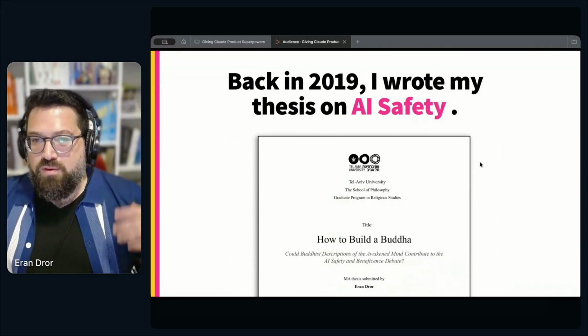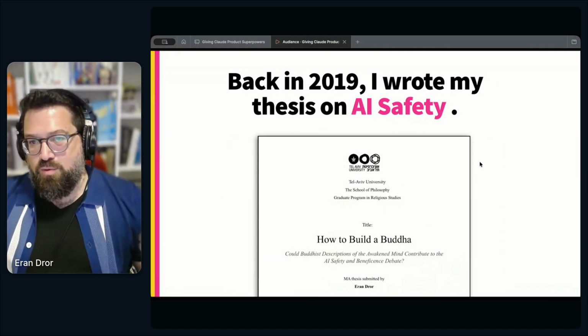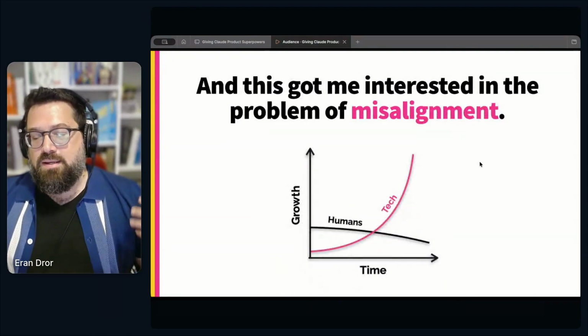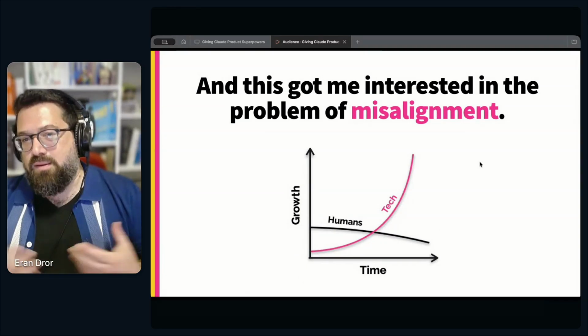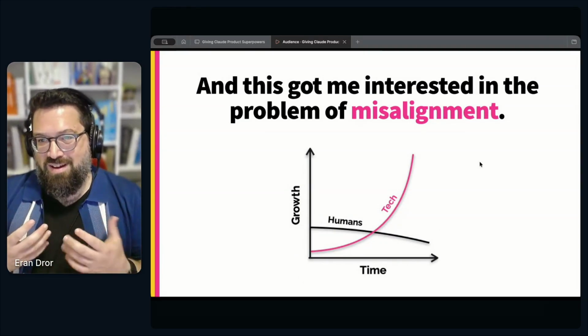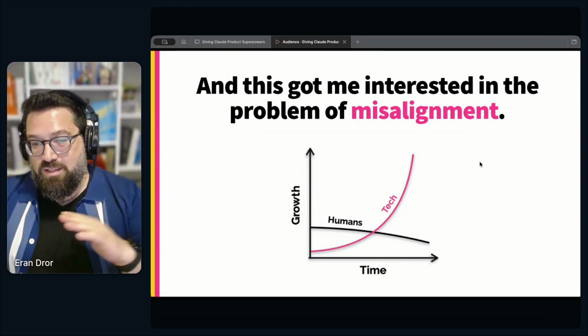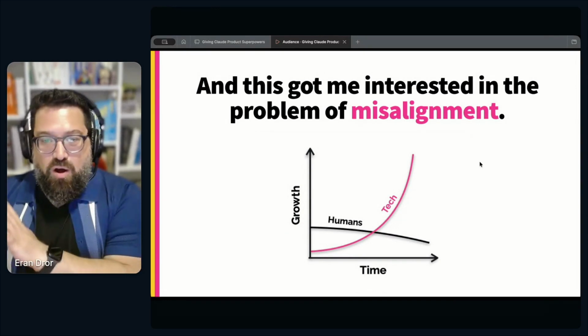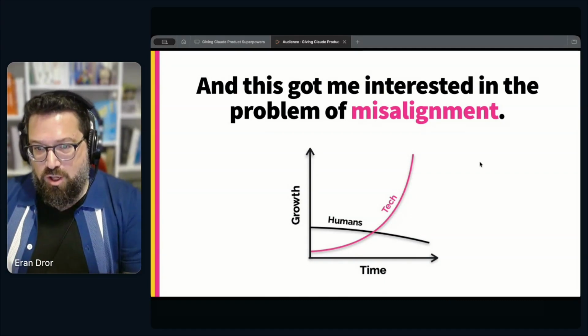That was before ChatGPT even came out. It was very clear that AI was going to be very powerful and very interesting. And it got me interested and concerned about this problem of misalignment. Tech was going to clearly become very, very powerful, and it's going to take off in terms of capabilities and its impact on our lives.